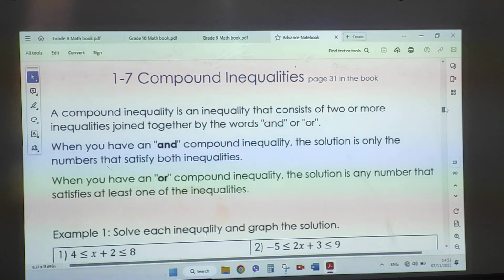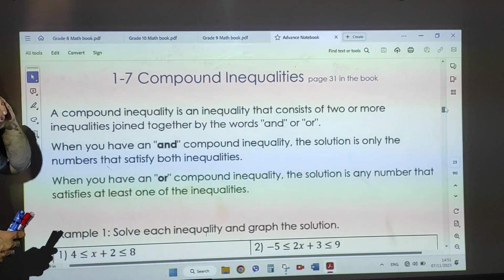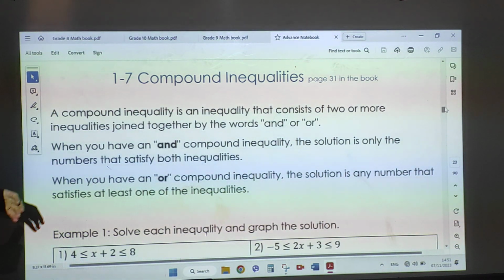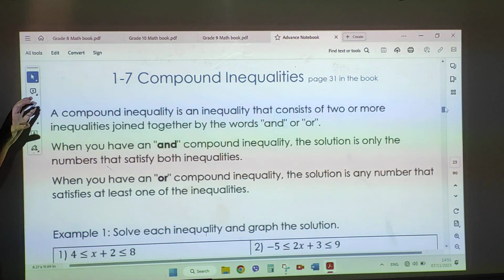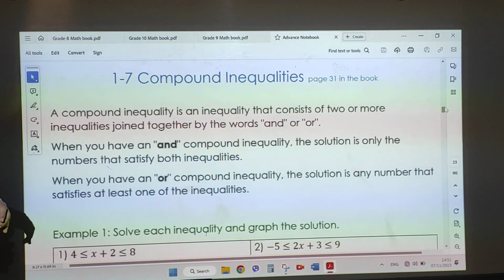Hi everyone, in this video for grade 9 we have 1.7, which is about compound inequalities, on page 31 in the book. In compound inequalities we have two different inequalities. We solve each one of them, then we show the solution of them on the number line, and at the end we say this is the final solution for both of these two inequalities together.